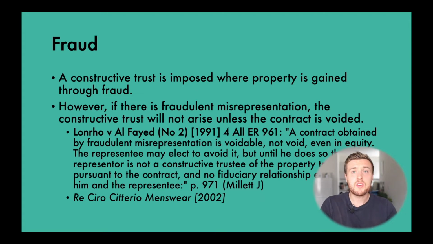But if there is a fraudulent misrepresentation, the constructive trust will not arise unless the contract is voided. In other words, if they committed this fraud by fraudulent misrepresentation, the constructive trust will not arise unless the contract is voided. And we have this quote here from Millett in Lonrho and Al-Fayed: "A contract obtained by fraudulent misrepresentation is voidable, not void, even in equity. The representee may elect to avoid it, but until he does so, the representer is not a constructive trustee of the property transferred pursuant to the contract, and no fiduciary relationship exists between him and the representee."